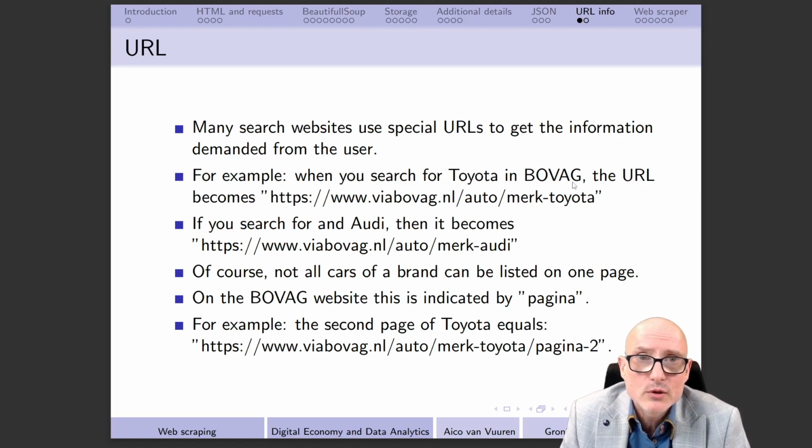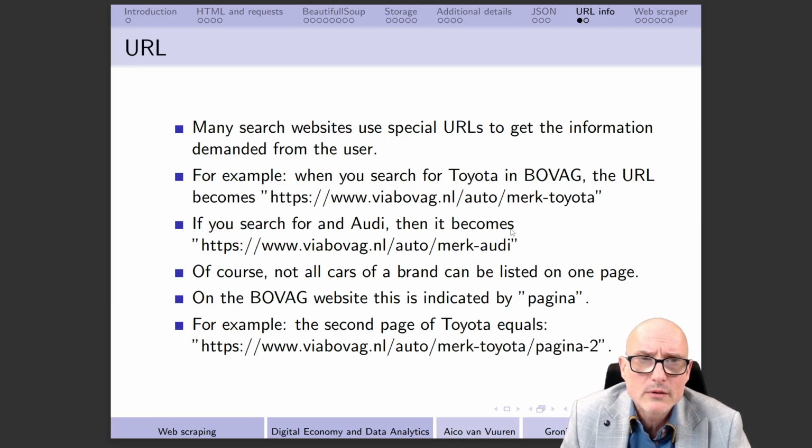In addition, even if Toyota is not really your brand of car, you could also look at other brands. For example, you can look at another brand called Audi, and the only thing you have to do is place Audi here instead of Toyota, in order to get in principle all the different cars listed on this BOVAG website that are related to this brand. You can of course think of many other brands, and in that way we can get the brands and cars that we want to have.